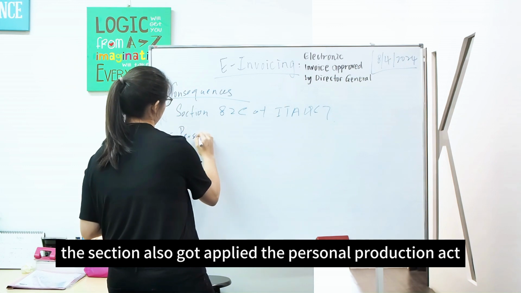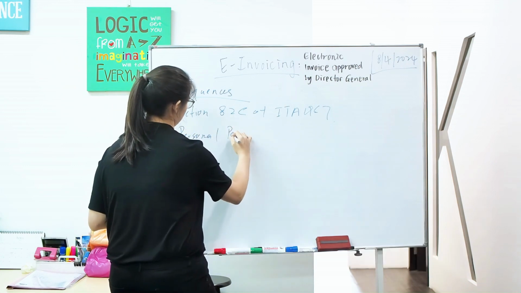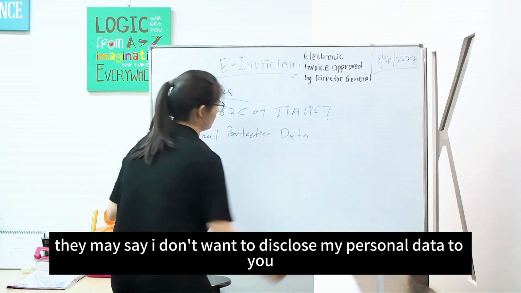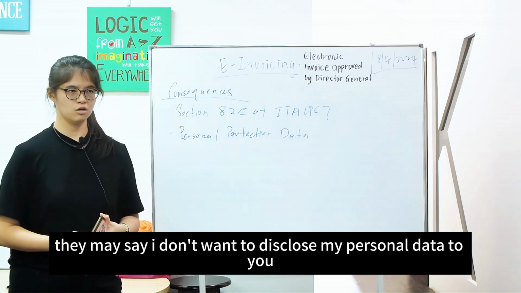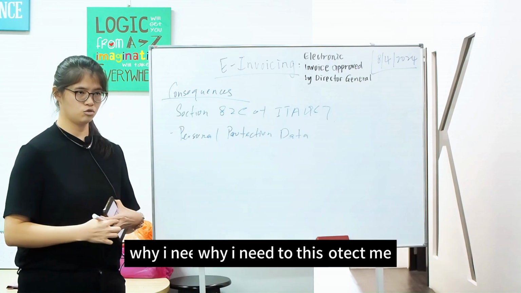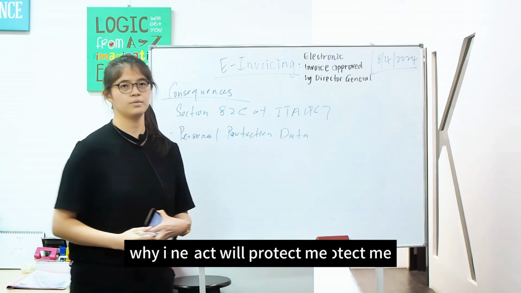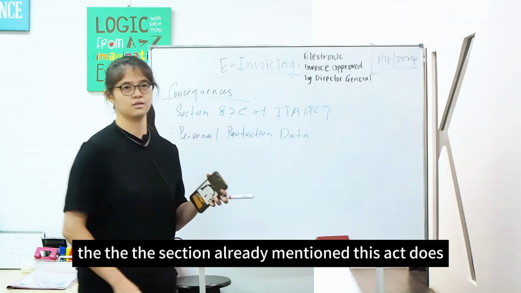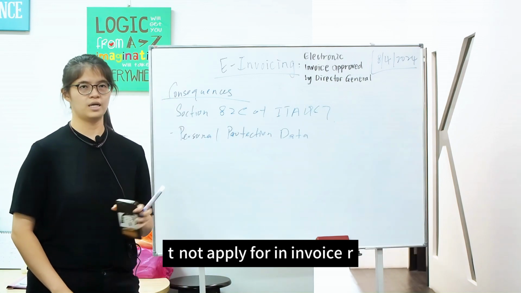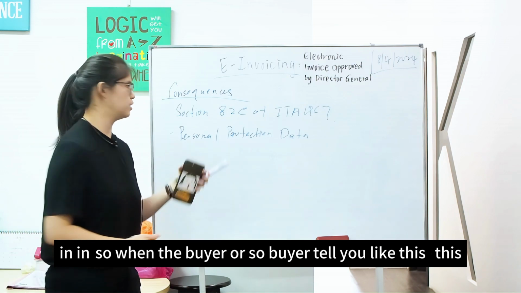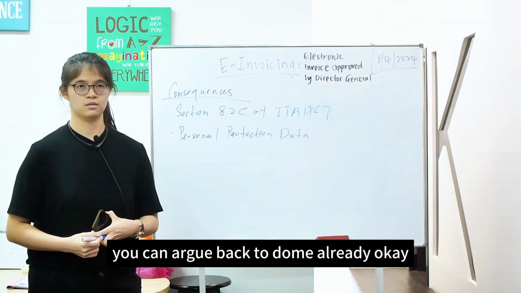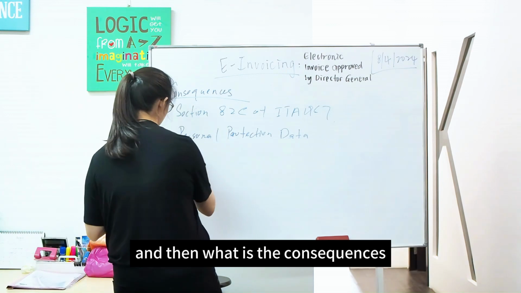Actually, the section also applies to the Personal Data Protection Act. Because some of the buyers may say, I don't want to disclose my personal data to you. Why do I need to? This act will protect me. But the section already mentions this act does not apply for e-invoice. So when the buyer or supplier tells you like this, you can argue back to them already. Okay? And then what are the consequences?